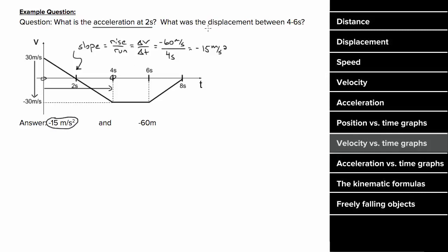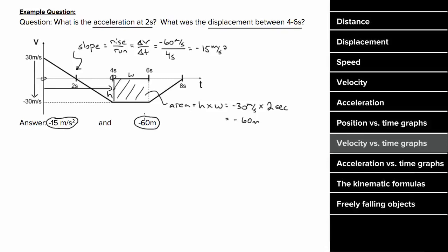And if we want to determine the displacement of the object between 4 and 6 seconds, we can determine the area under the graph between 4 and 6 seconds. The area under a rectangle is going to be equal to the height times the width. The height in this case is going to be equal to negative 30, and the width in this case is going to be equal to 2 seconds, which gives us an area of negative 60 meters, which means the displacement between 4 and 6 seconds was negative 60 meters.